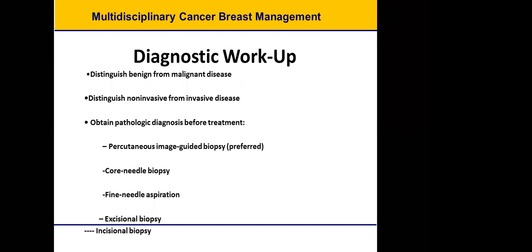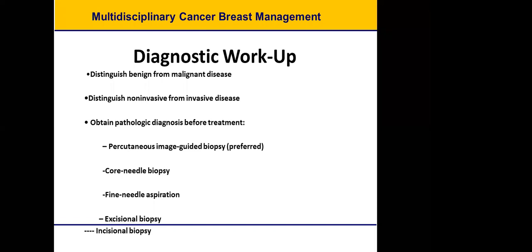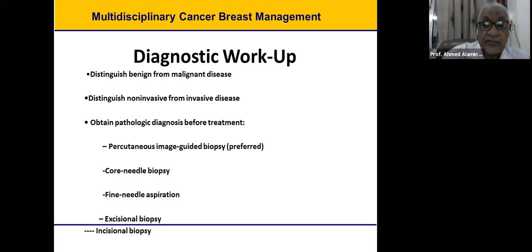Core needle biopsy is preferred; fine needle aspiration is not commonly used in advanced disease, simply because if you need neoadjuvant treatment, it is not given on the result of fine needle aspiration. Other ways of diagnosis: excisional biopsy if it is excisable, and the commonest is incisional biopsy.